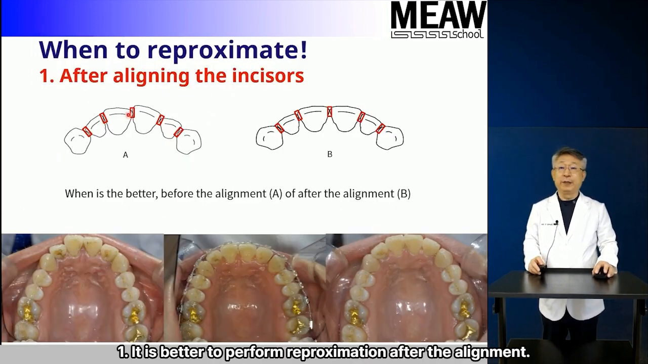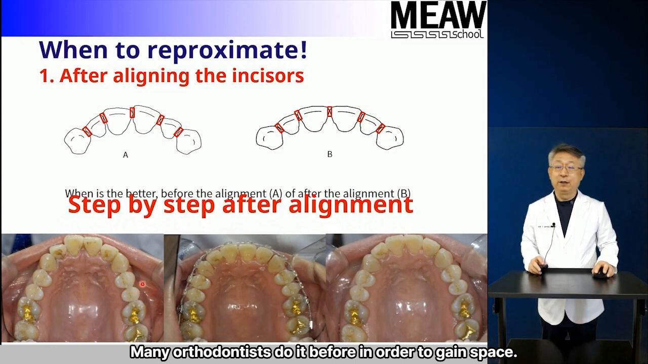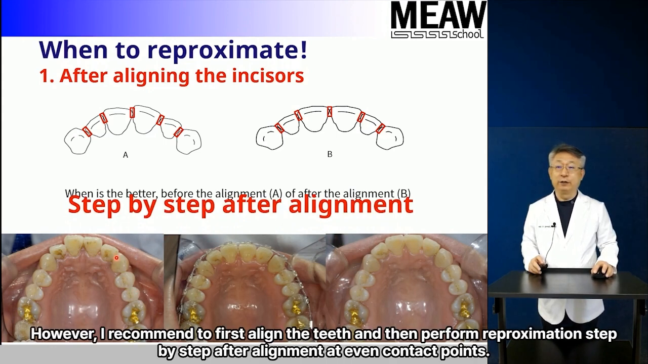1. It is better to perform reproximation after the alignment. Many orthodontists do it before in order to gain space. However, I recommend to first align the teeth and then perform reproximation step by step after alignment at even contact points.